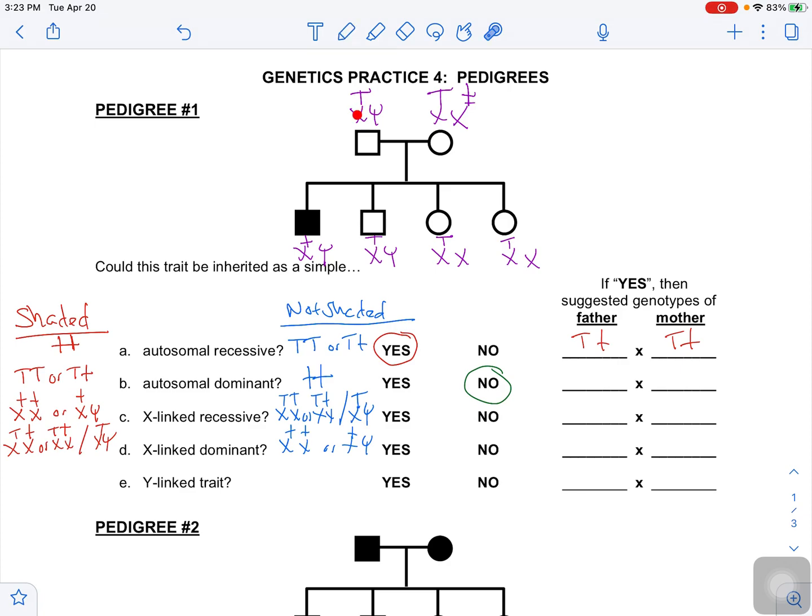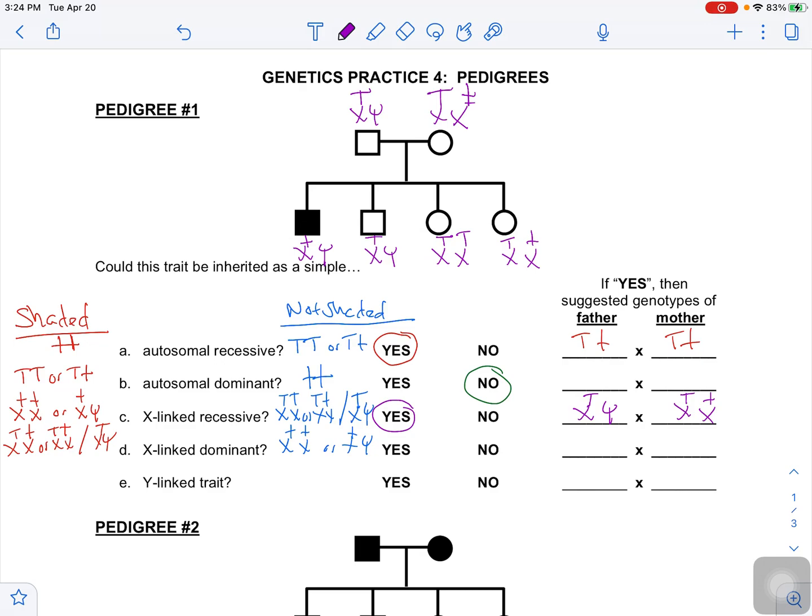So again, dad is going to give the dominant X to the daughters. Mom can give either X to her daughter. So let's just say one gets that and the other gets that. And that works as an inheritance pattern for a sex-linked recessive. So we would again circle that as a yes. We would write down the father as XY with a dominant X and mom as being XX with heterozygous X's.